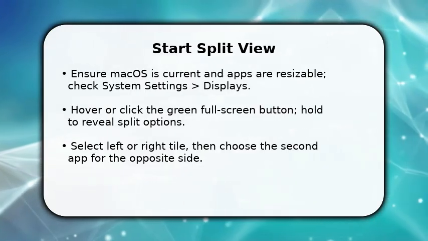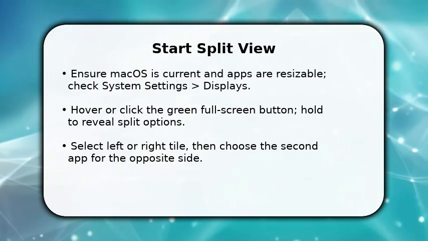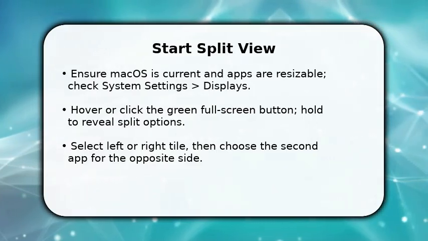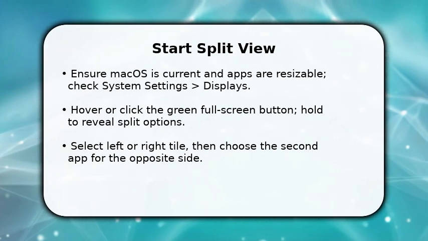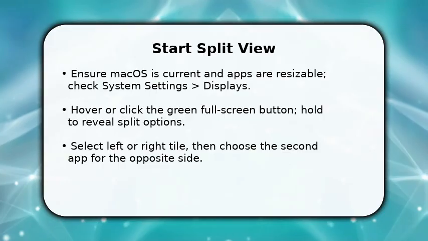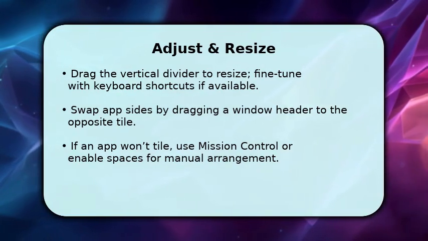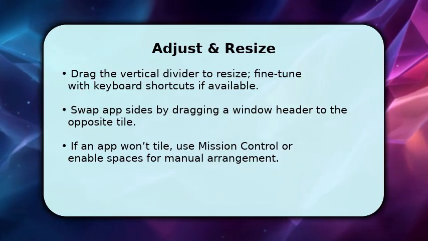Once one side is locked, Mission Control or the Dock will prompt you to pick the other app for the remaining tile. This gets you into a two-app layout without creating extra desktops. Once both apps are tiled, adjust the workflow by dragging the vertical divider to allocate more space to one app. This feels immediate and helps prioritize content.